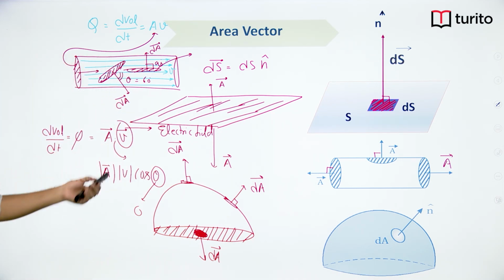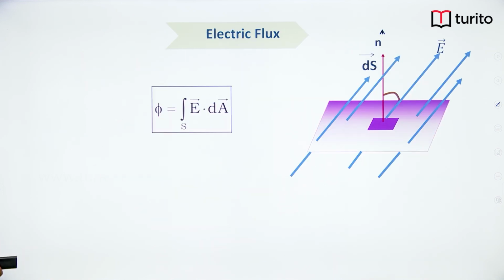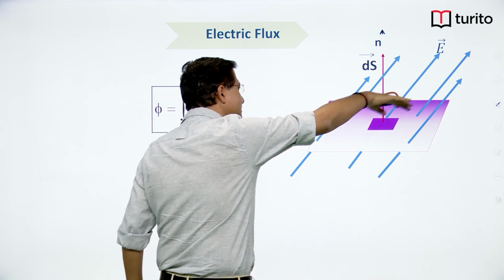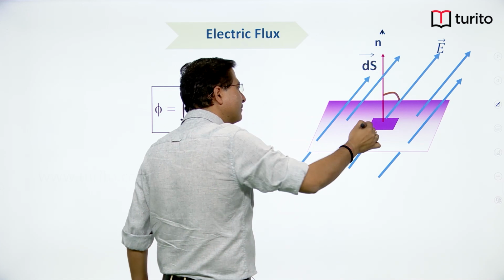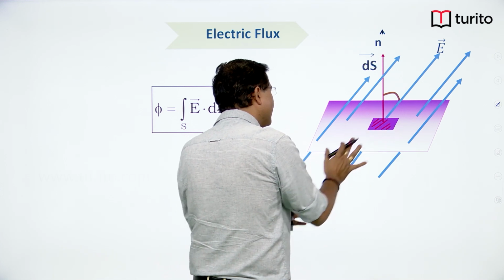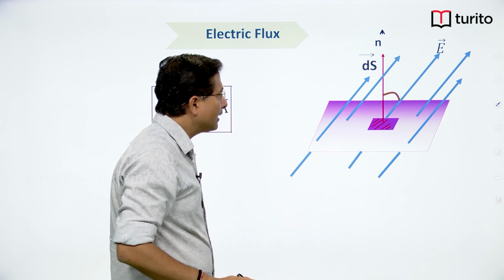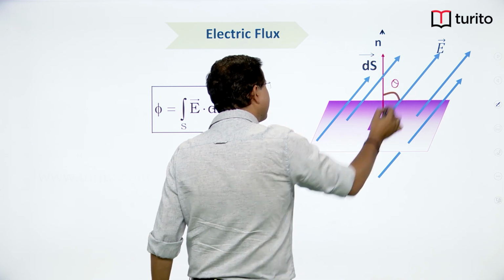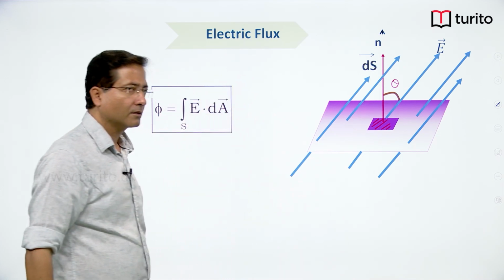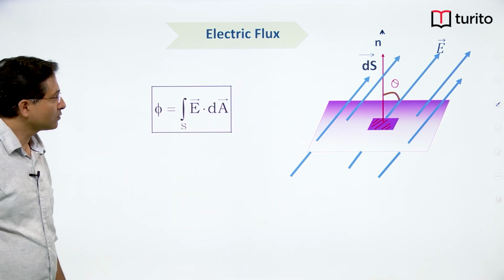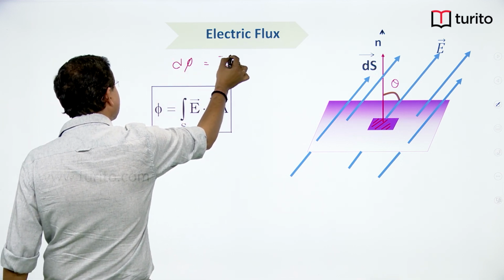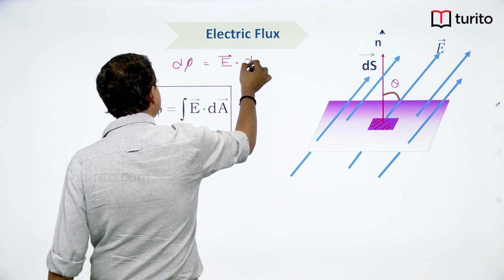Let us understand what is electric flux and how it is defined. So electric flux, if I take an area like this and over the area I have taken a small element here, and through this small area field lines are passing. Let the field lines make an angle theta with the area vector. Area vector I already defined. With the area vector, field lines are making angle theta, right. So the flux associated, just now I told, flux will be electric field dot area vector.